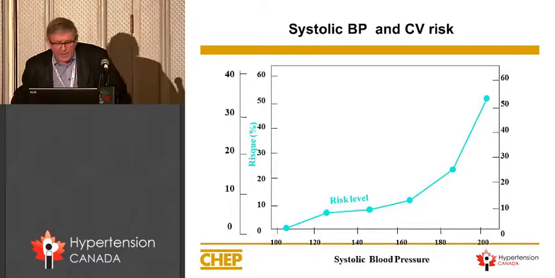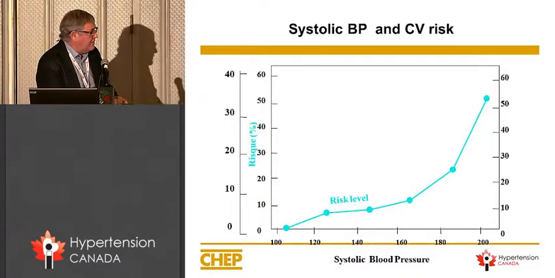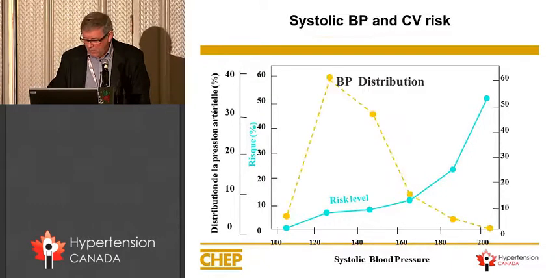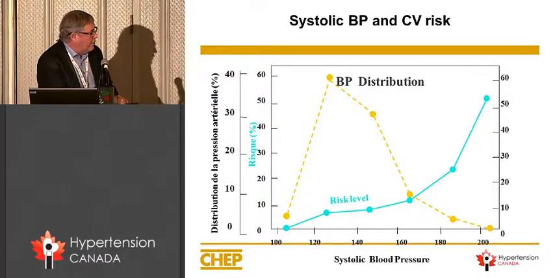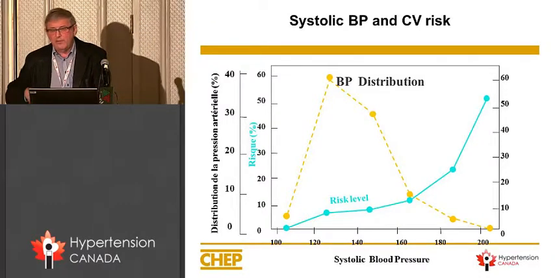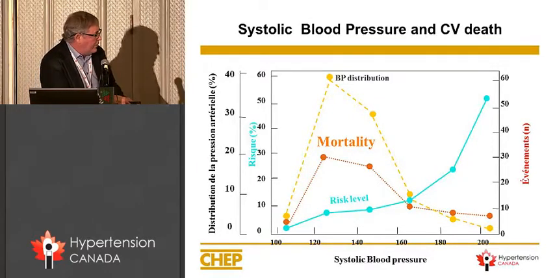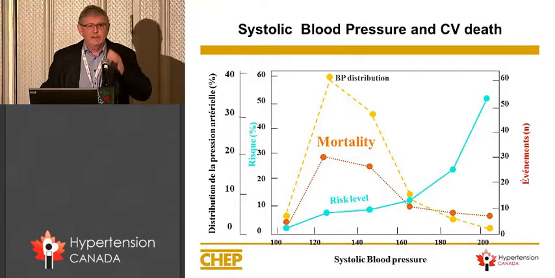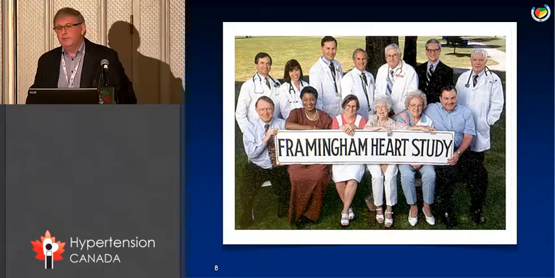Of course, as BP goes up, the risk goes up. When was the last time you saw somebody with a 200 millimeter systolic blood pressure? Most of the patients we see in our clinic are over here, and therefore, after 5 years, 10 years, this is where the mortality will be, between 120 and 140. How can we select who we should treat? We must be thankful to Framingham.